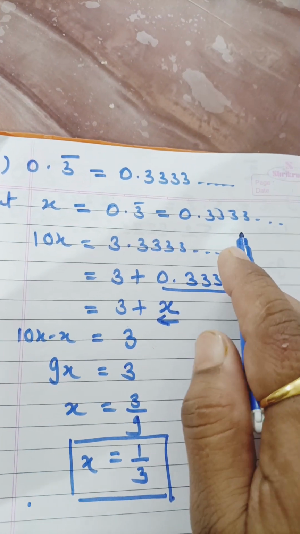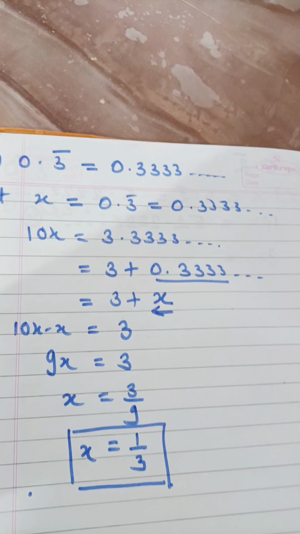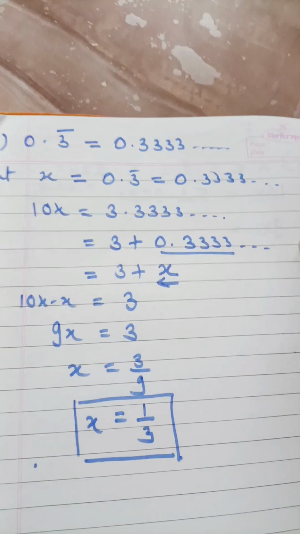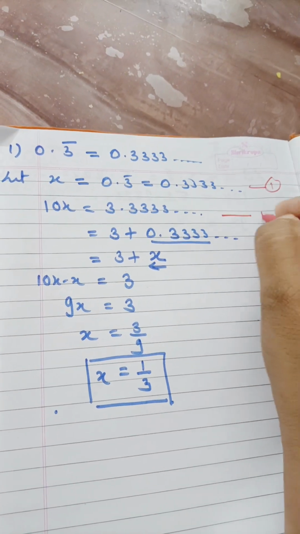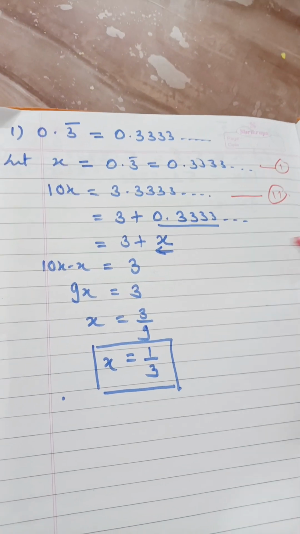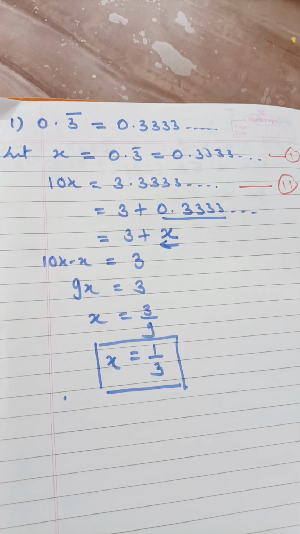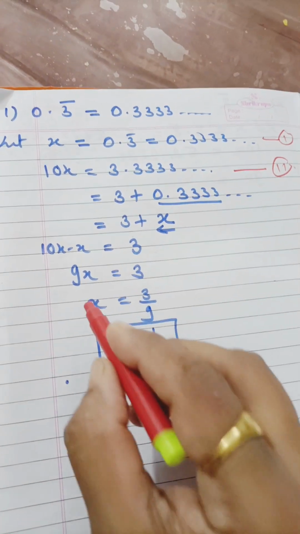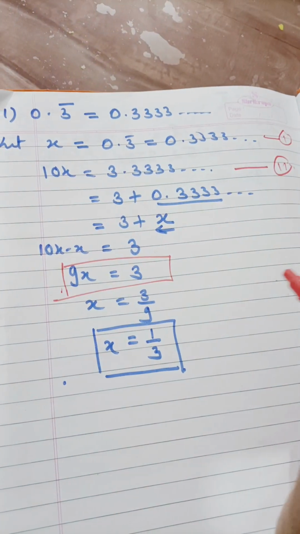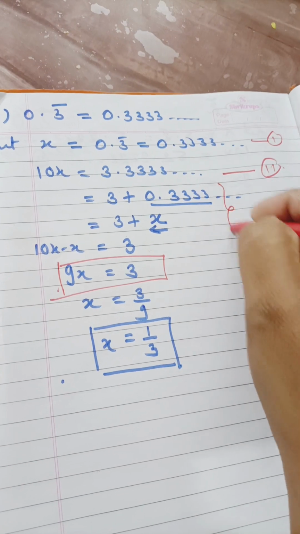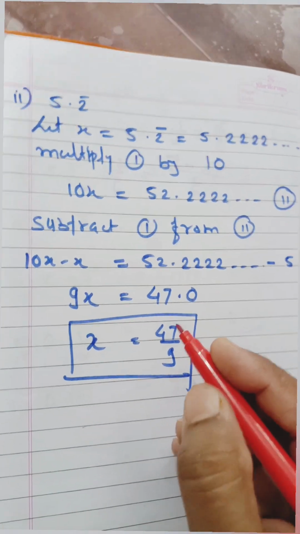This can also be solved by a similar method which we have used in other examples. If we number this x as 1 and this 10x as 2, and subtract 1 from 2, just like we have done already, we will get directly 9x equals 3, and then you can avoid these steps. Okay, here also we can use another method.